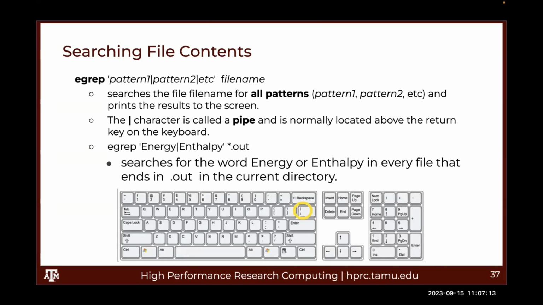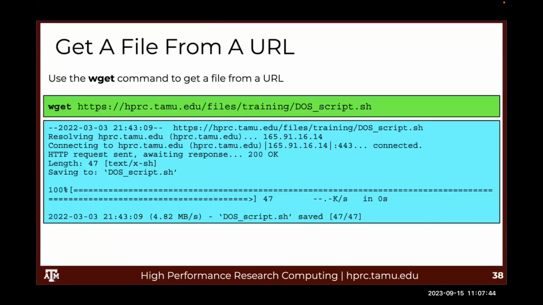This vertical bar is what's called a pipe, and it's located here on your keyboard. It's something that we'll be using, if not in this course, in the intermediate one, where we start to do a lot of fun stuff. Essentially it's taking input and putting it out, but here we're using it to search these multiple patterns. Any questions on grep or egrep?